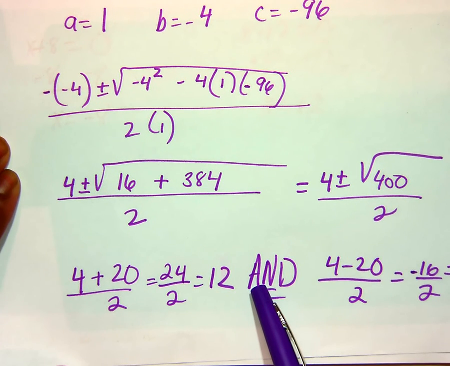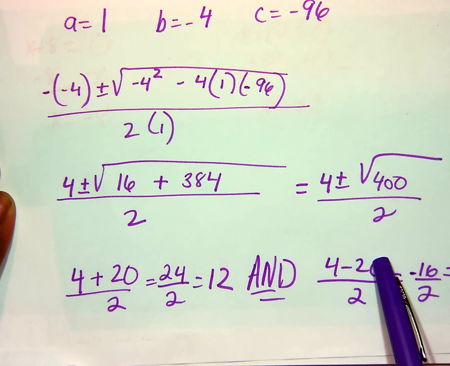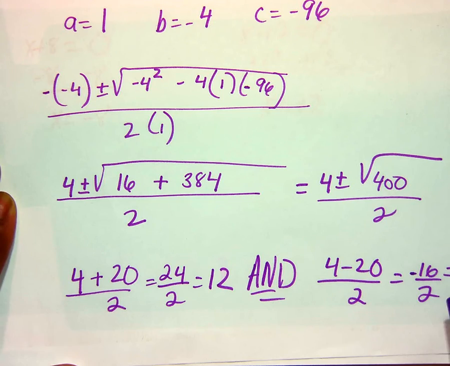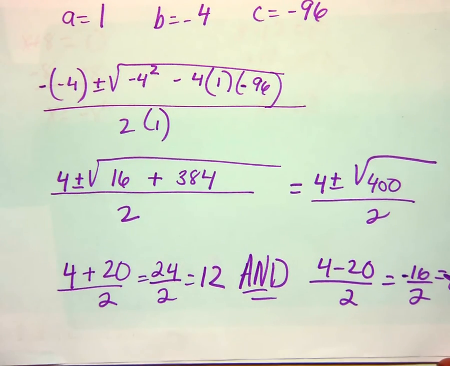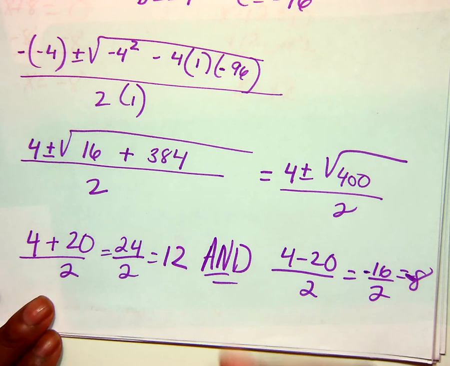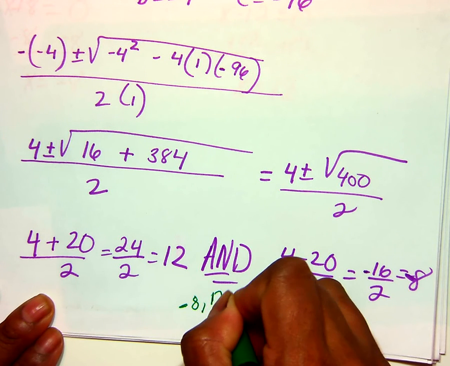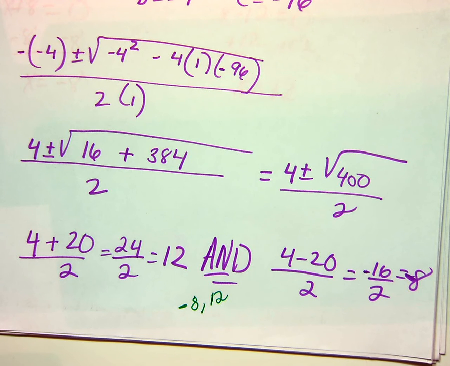Then it has the "and" part because that's the subtraction part. So now you have 4 minus 20, which gives you negative 16. Negative 16 divided by 2 can be simplified into negative 8. So you have 2 answers for that. Your 2 answers would be negative 8 and then positive 12. The reason why I wrote the negative 8 first is because think about if you're doing it on a number line, you're going from left to right.